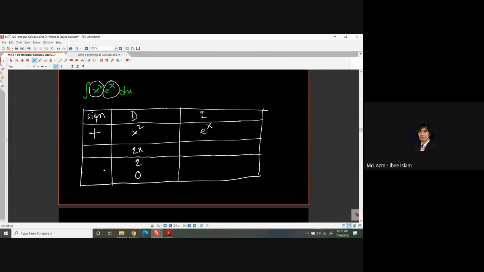Let me draw the rows. Okay, so once we have found 0, that suggests to us that this is the last term. And now we have to integrate e to the power x repeatedly. So integration of e to the power x dx is again e to the power x. Integration of e to the power x is e to the power x. Integration of e to the power x is again e to the power x. So finally we are done.